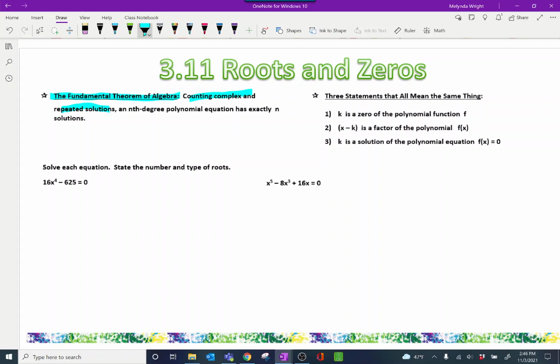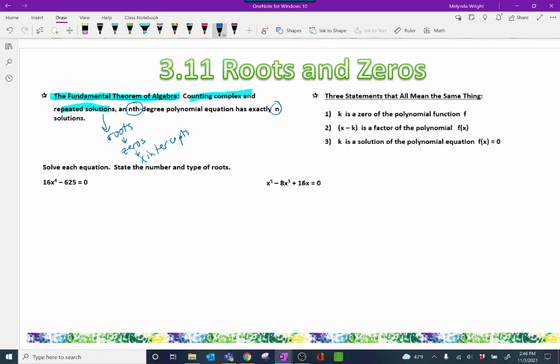solutions, remember, let's talk about the word solutions. Let's kind of break this apart. So solutions means, that's one way to write it. You could say roots. You could say zeros. And in some cases, if it's real, you could say x-intercepts. Okay, solutions, roots, zeros, x-intercepts. If you count them all up, an nth degree polynomial will have exactly n solutions.